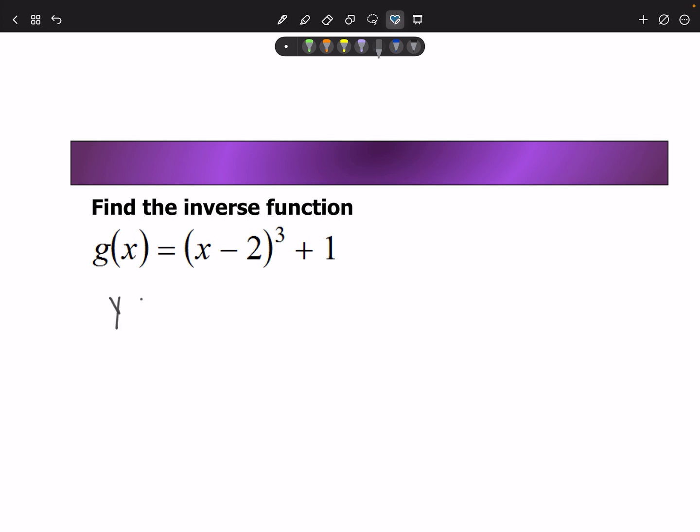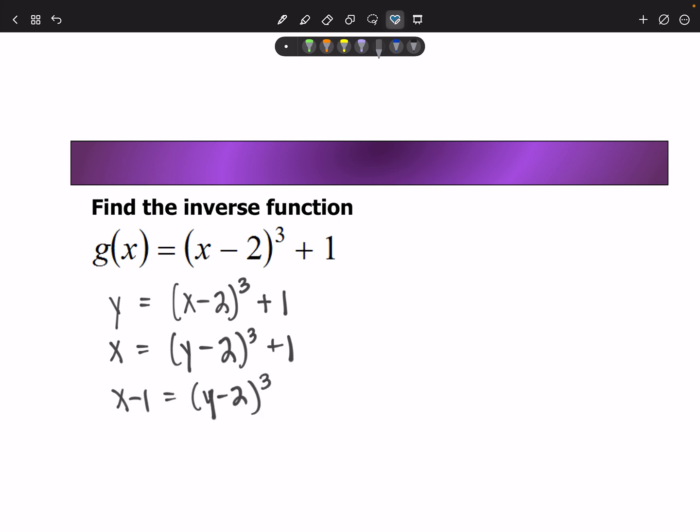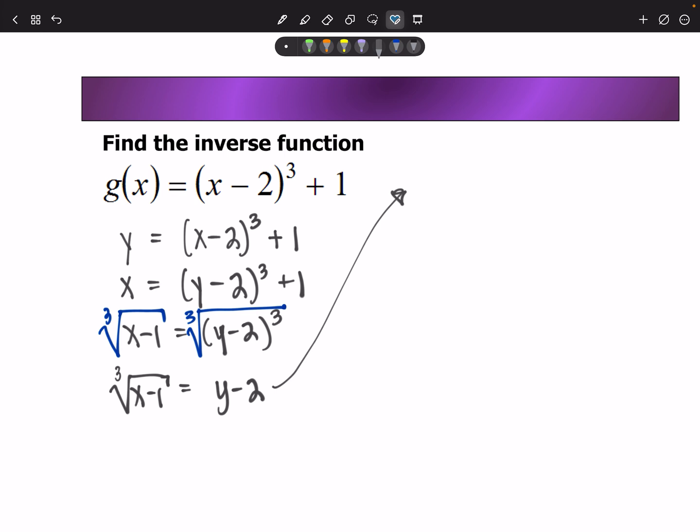Okay, welcome back. I made this a y equals x minus 2 quantity cubed plus 1. Then I flipped the x's and the y's. I subtracted 1 from both sides. And then I was ready to cube root both sides. So I've got the cubed root of x minus 1 is equal to y minus 2. I add 2 to both sides, so I get y equals the cubed root of x minus 1 plus 2.